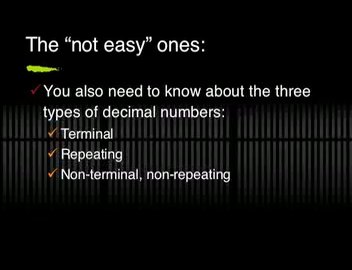I want to let you know for the first time that there are three types of decimal numbers. There are terminal decimals, and terminal just means that eventually it ends. Eventually you get to a part where there are zeros in all of the other places. Repeating decimals keep going. It's the same number over and over for infinity. And then non-terminal, non-repeating decimals, like the number pi. Nobody's ever found a place where it starts to repeat.